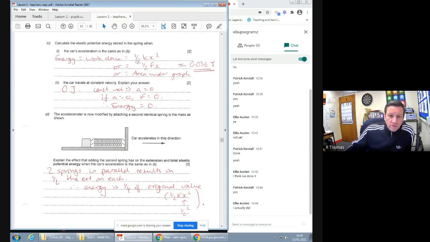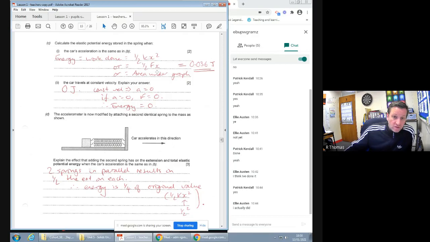You can either use a half times kx squared, which is the same as a half fx, because don't forget, F equals kx. That's why those two are the same. But if you don't have some information, you might sometimes have to use the fact that that's the area under the graph. Half the base times the height. Don't forget, the base is the extension, the height is force. Half the base times the height.